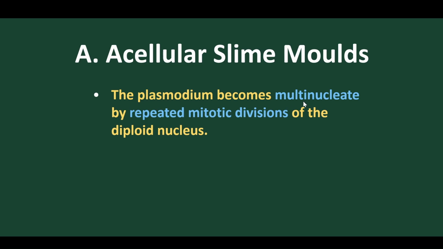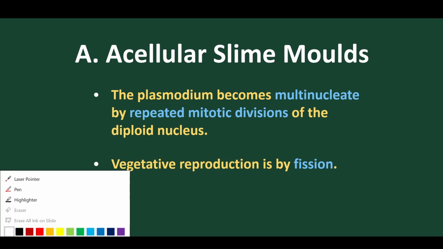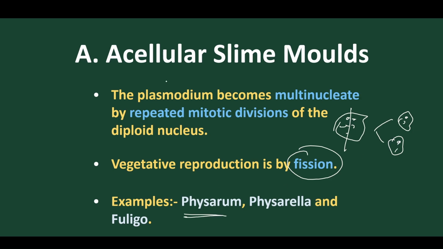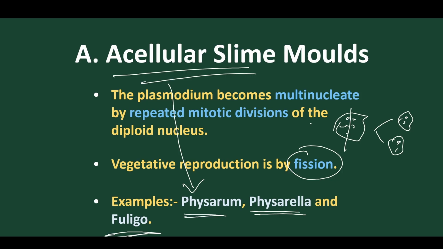The plasmodium becomes multinucleated, and this multinucleate plasmodium reproduces by binary fission. So the plasmodium undergoes binary fission to give rise to daughter plasmodium. The best examples of acellular slime molds are Fuligo, Physarum, and others. So we have completed acellular slime molds or plasmodial slime molds, because they are multinucleate and don't have a cell-like structure.